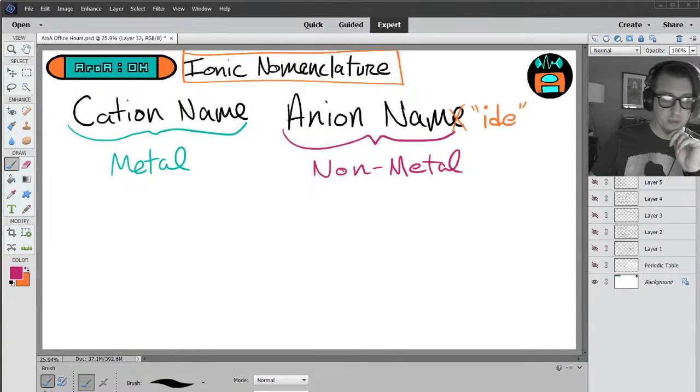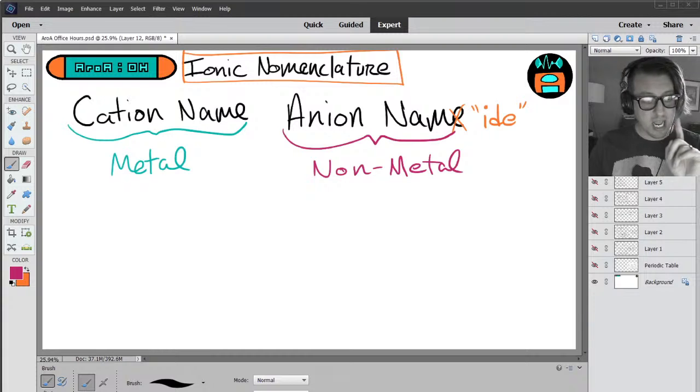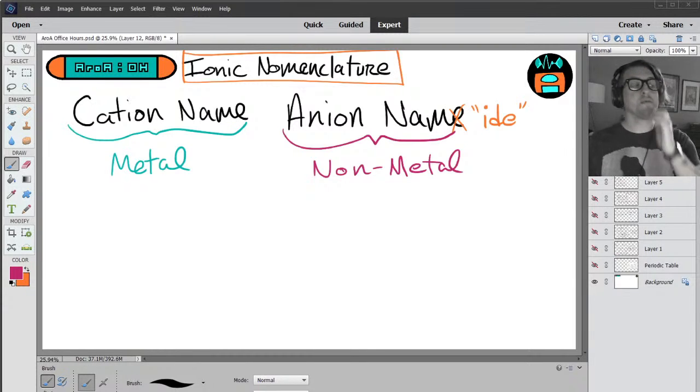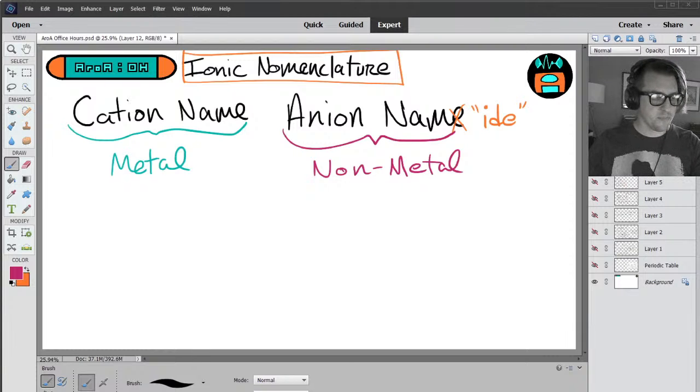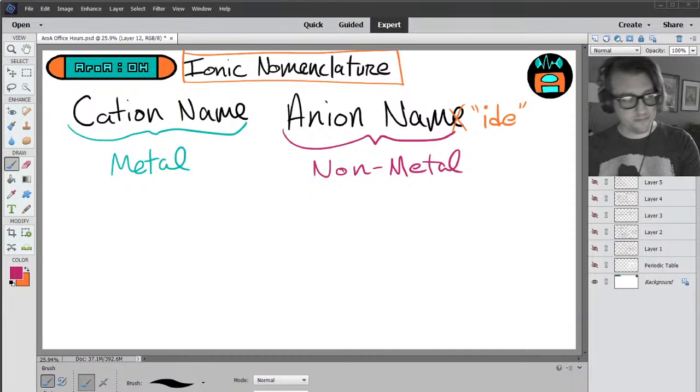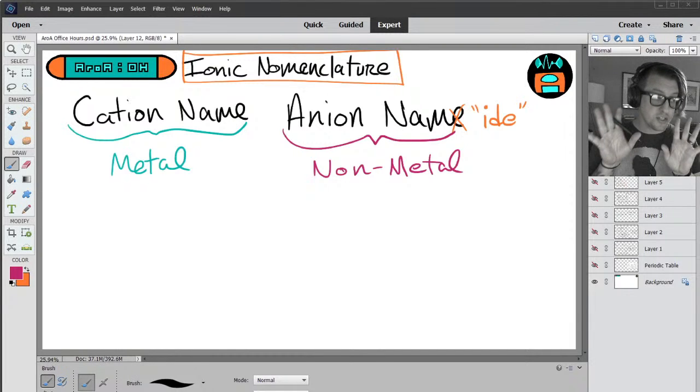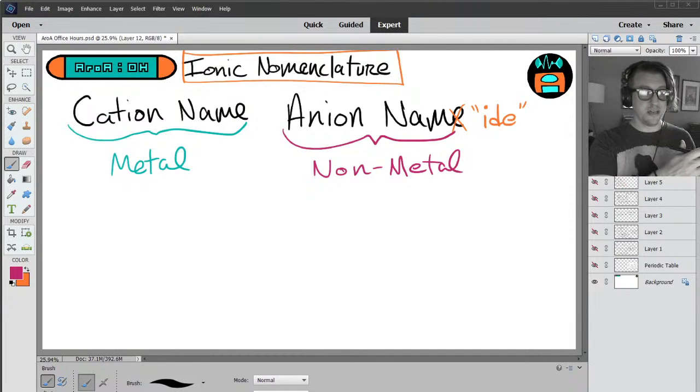98.7% of the time, it's going to be metal and nonmetal. So just roll with me on this one, and I'll point it out when we get to the exception to this rule. And you'll be like, oh, that's not that bad. Because it's not. But we're just going to assume metal together with a nonmetal. And you'll see the exception when we get there.